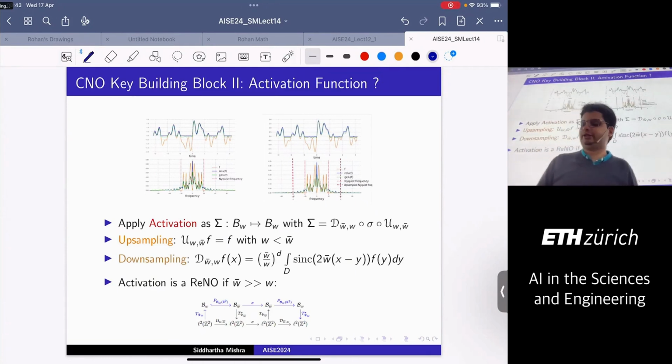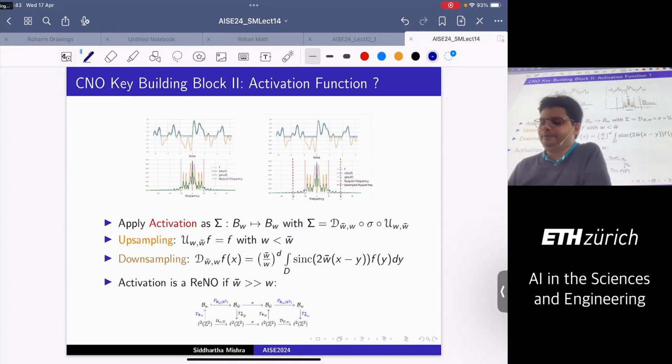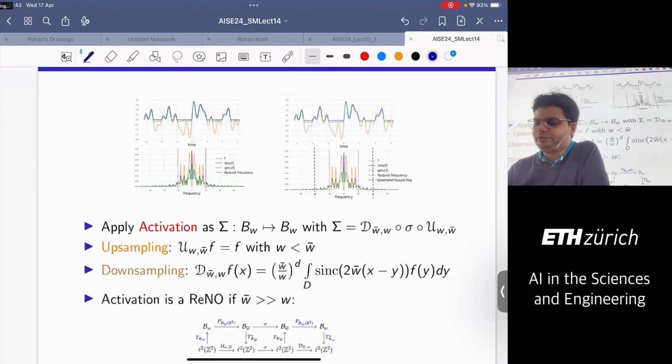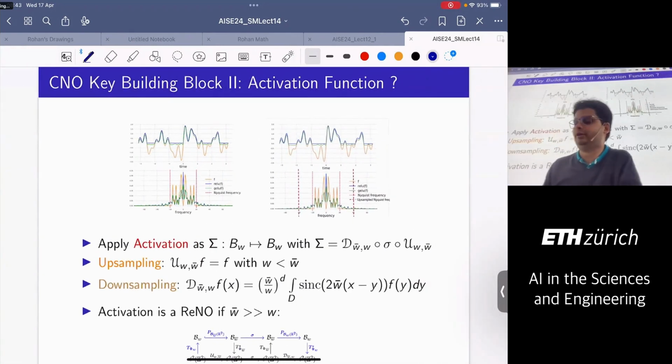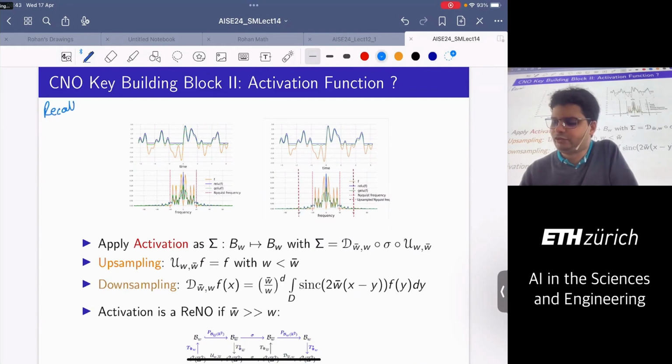So, but the new is also at the level of the nonlinearity. And this is where interesting things happen. So let me give you a quick recall. If you remember for FNO, this is a quick recall. Now you guys really need to focus.